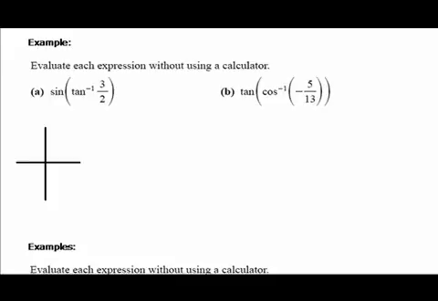So let's draw the right triangle. And what else do we know about this angle? We know that its tangent is 3 over 2. We know that y over x is 3 over 2. So y is 3, x is 2. So what would r be? Well, 3 squared is 9, 9 plus 4 is 13, square root of 13.